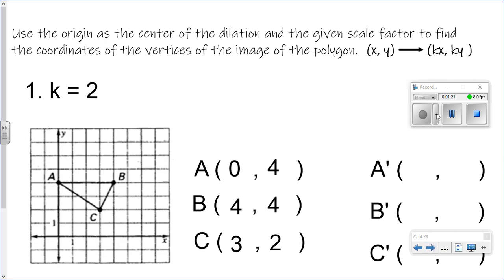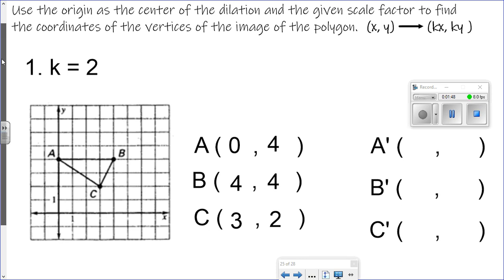Alright, so our first example, we want to use this origin as the center of dilation, and right now that's all you'll be using. And given the scale factor, we want to find the coordinates of the vertices of the image. And in order to do that, you take the original coordinates, or the coordinates of the pre-image, and you multiply each of the coordinates by the scale factor, and that will get you the coordinates of the image.